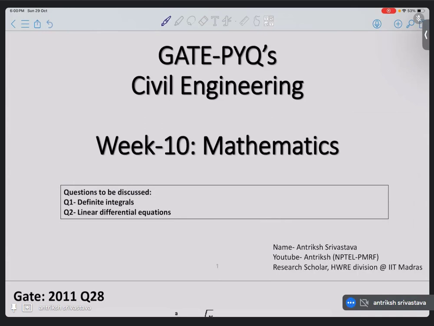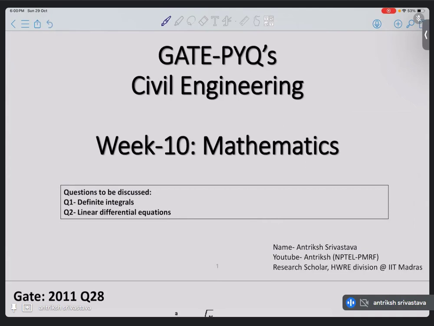So week 10, today we'll be discussing engineering mathematics, previous year questions related to that, and the topic will be definite integral and linear differential equations. So I feel that this definite integral topic will come with practice only. So we'll discuss one concept that you can try to use in most of the definite integrals, and as far as GATE is concerned, you can get away with the answers.